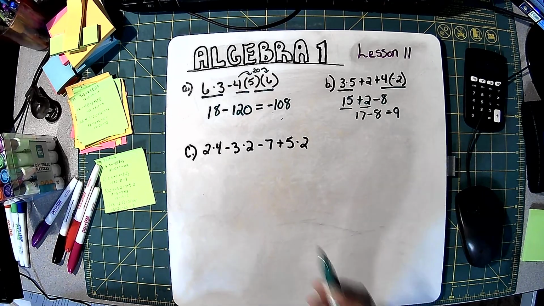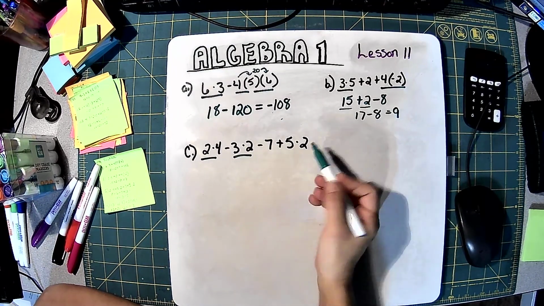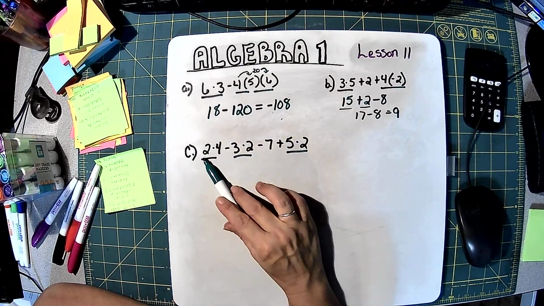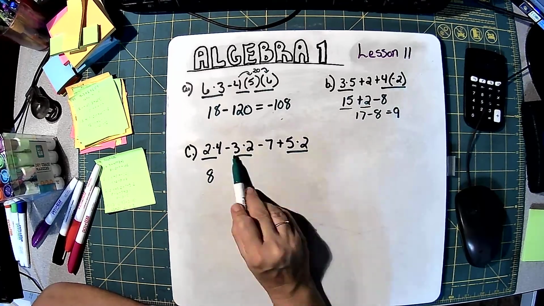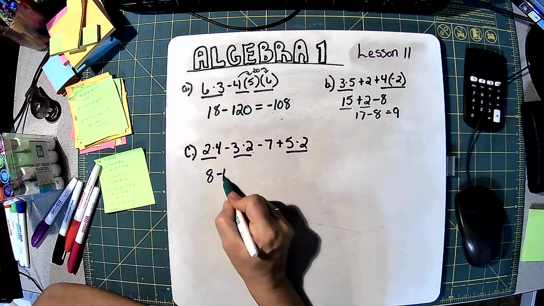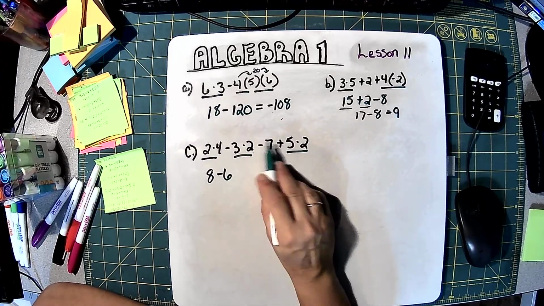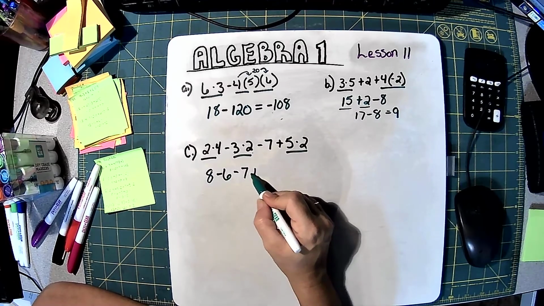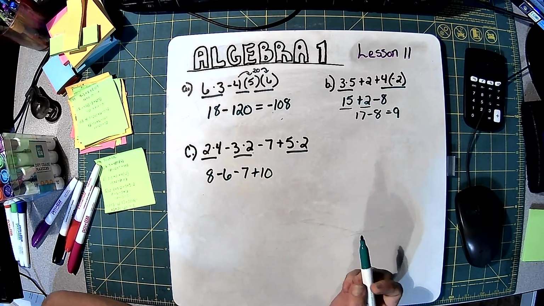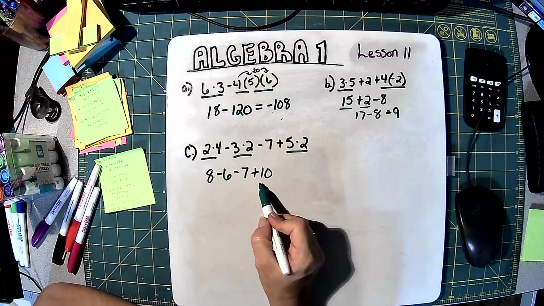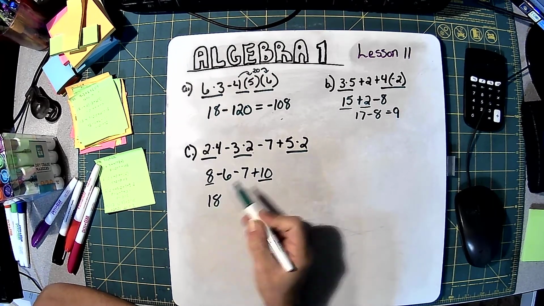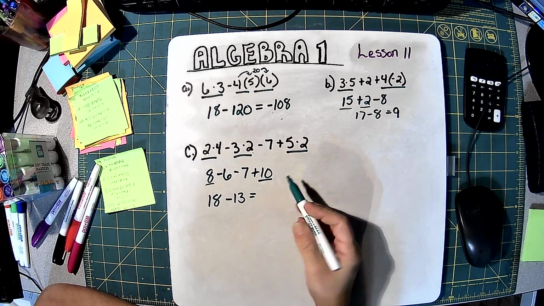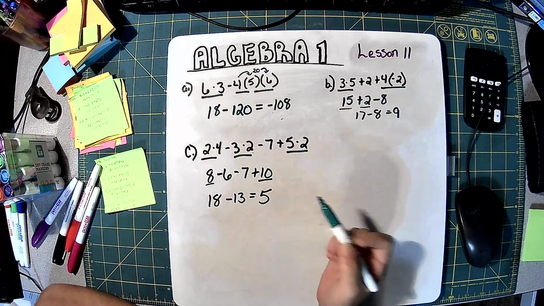Okay, on this one, I'm going to multiply first. So find all my multiplications. And if it helps you to underline your multiplications, do that. That way you don't get confused. 2 times 4 is 8. 2 times 3 is 6, and that would be negative 6. This one doesn't have any multiplication, so I just bring it down. 5 times 2 is 10, and that'll be positive 10. Okay, now I need to put my negatives and positives together. My positives are going to be 18, and then 6 and 6 is 12, 13, negative 13. So the answer to that one is 5.